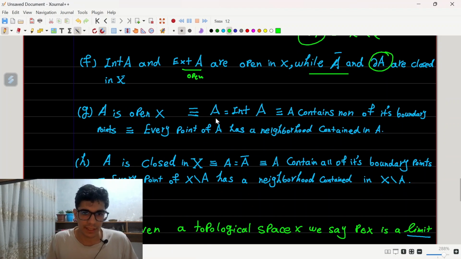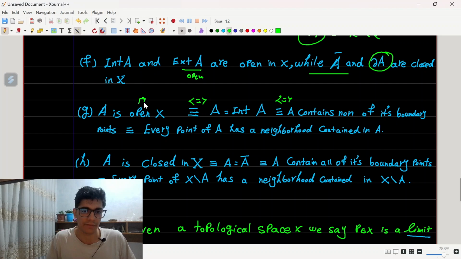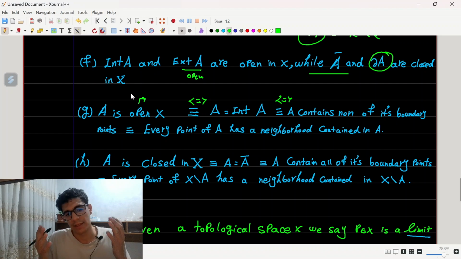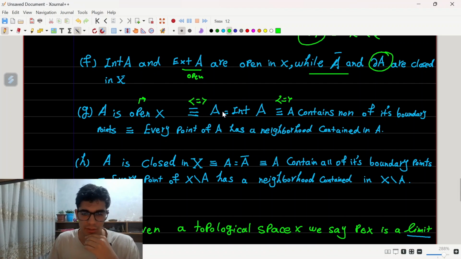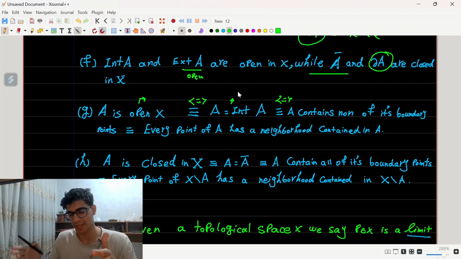Then there are these equivalent propositions. These things are all equivalent to each other. You can use one instead of the other. So if A is open, then A equals the interior of A. This is just derived from the definition. The interior of A was the union of all open sets. So if A is open, then A should be equal to the greatest open subset, which would be A itself.